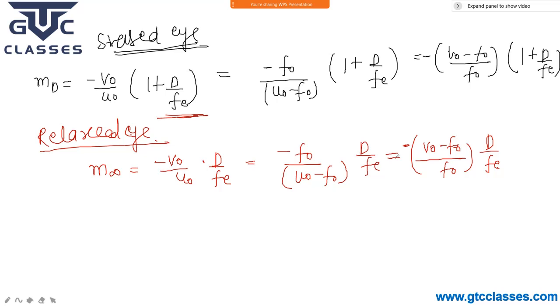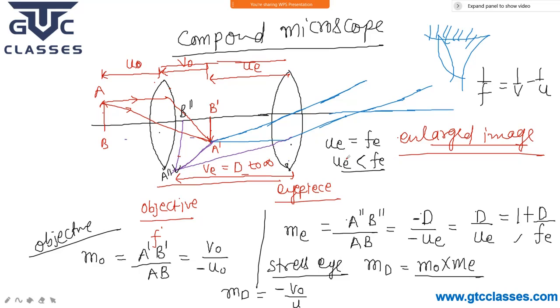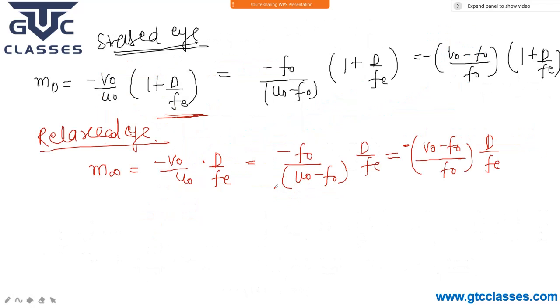Clear? Now the next thing comes: what is the length of this tube? Sometimes they ask how much should be the length of the tube, because creating a compound microscope is a very difficult task. It's a very costly affair. It's not easy. So again, for both the cases it will be different.